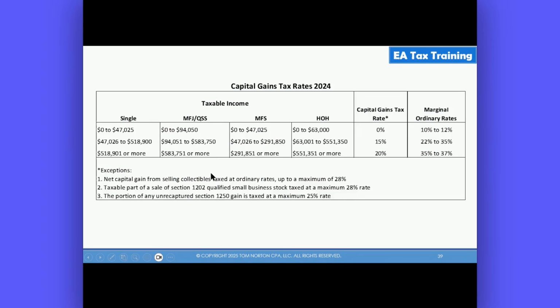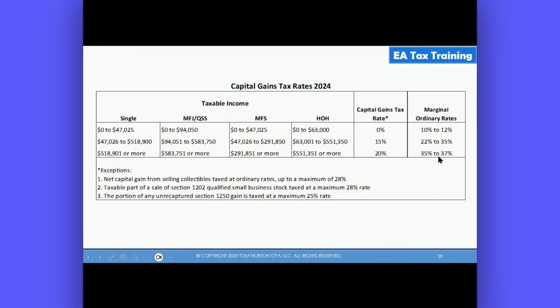They all work the same way. So let's say you have married filing jointly, and they've got between this $94,051 and $583,750. Their capital gains tax rate is 15%, whereas if they had ordinary tax rates, they would be anywhere from 22 to 35%, depending again on where they fall within these ranges. And then you can see the one for the highest end taxpayers, the highest amount of taxable income, their capital gains rate is only 20% compared to 35 to 37% for ordinary tax rates.